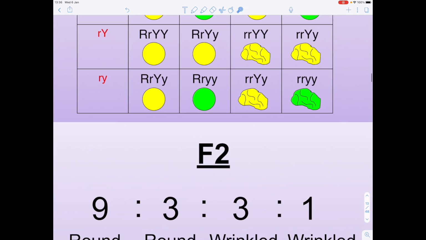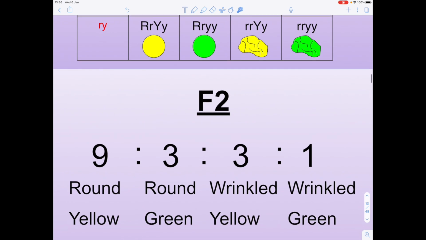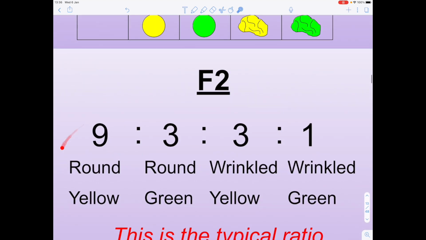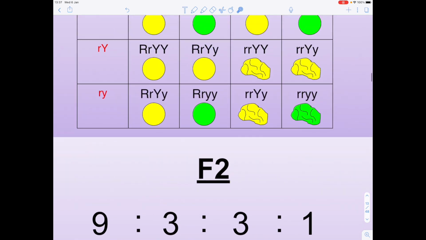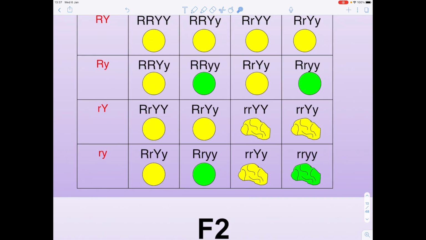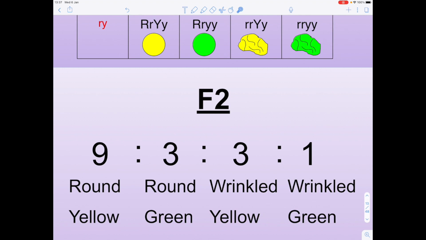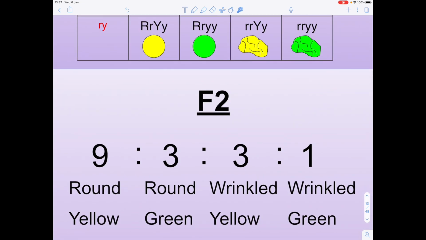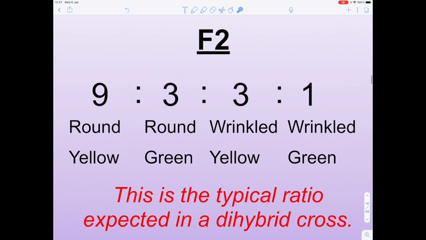So if we were to look at our ratios, you literally just count them from the table. How many round yellow seeds do we have? 1, 2, 3, 4, 5, 6, 7, 8, 9. And here they are. How many round greens? 1, 2, 3. How many wrinkled yellows? 1, 2, 3. And finally that one wrinkled green seed.